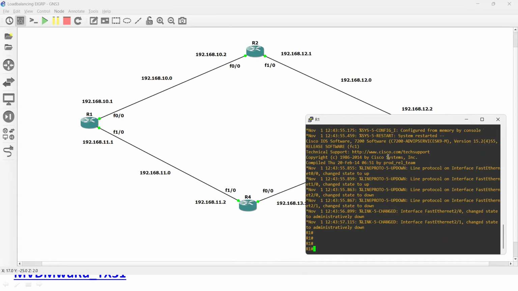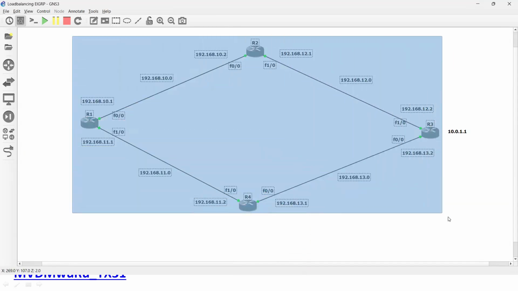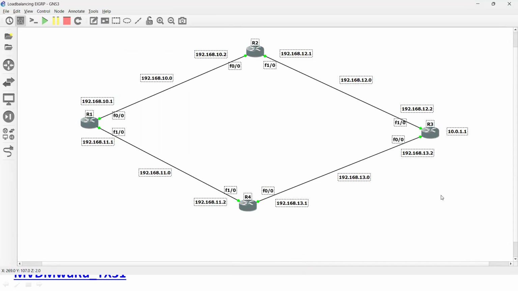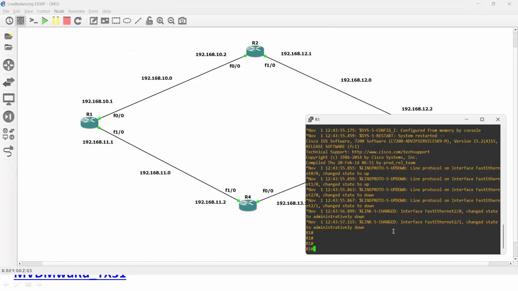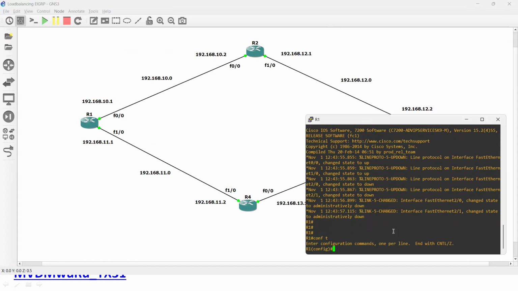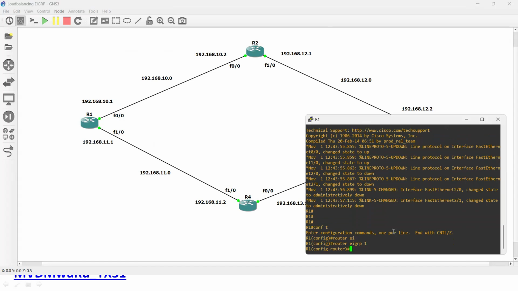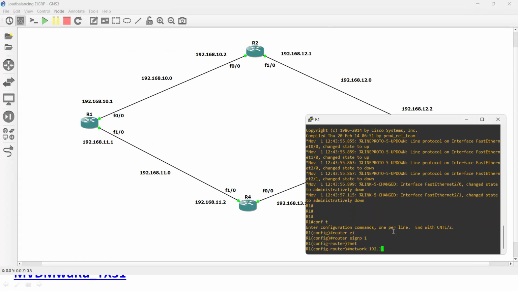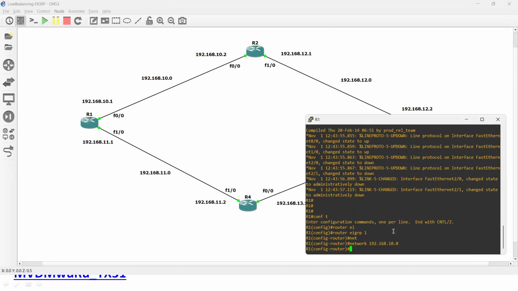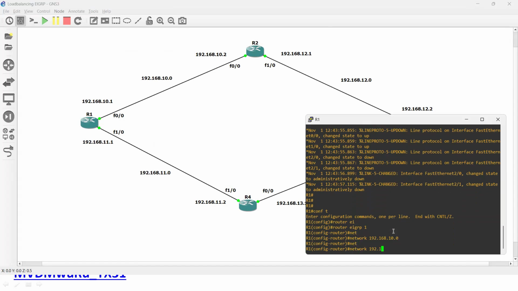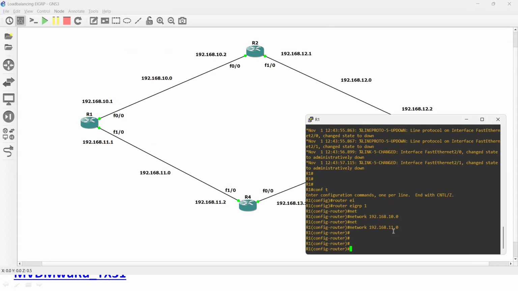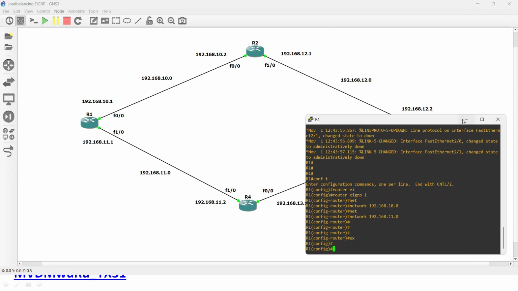Now, I have already provided the IP addresses to this network. Now it's time to configure EIGRP on this network. Let's start from router number one. There are two networks on router number one. Go to global configuration mode and configure EIGRP: router eigrp 1, network 192.168.10.0, and another network, 192.168.11.0. So I have provided all the network information.